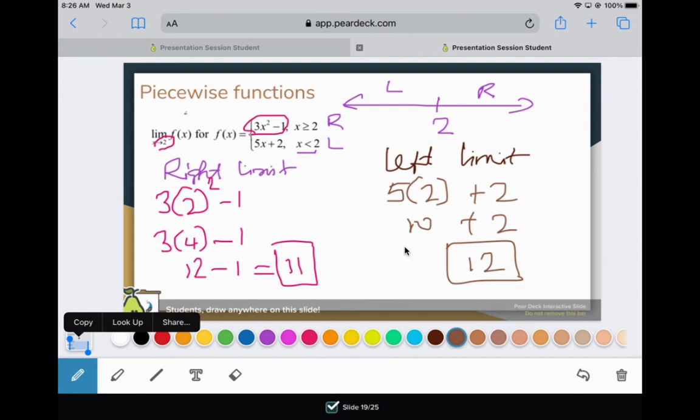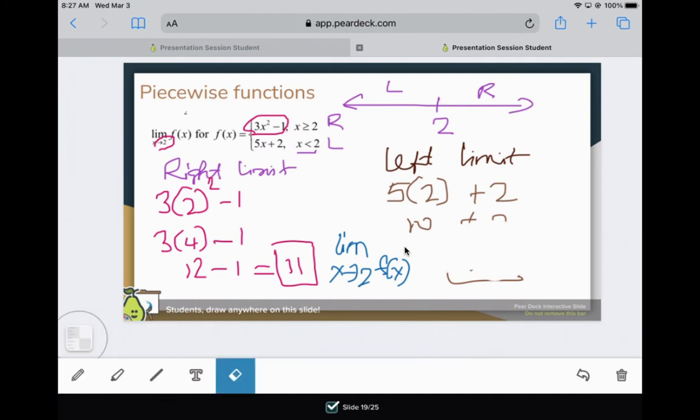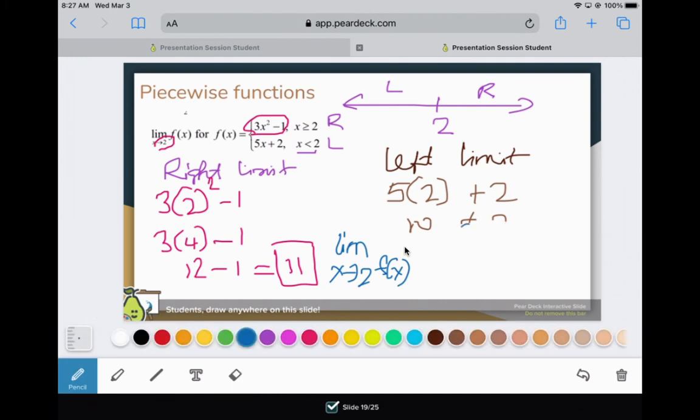Is there a limit at 2? If I'm comparing these two values, they don't have the same value. So is there a limit at 2? No. That is correct, because the limits don't match.